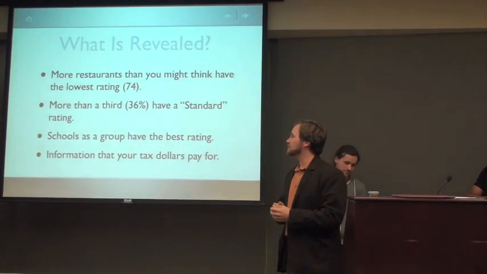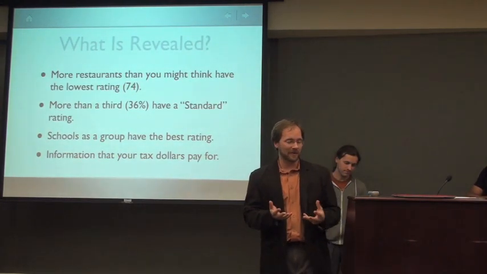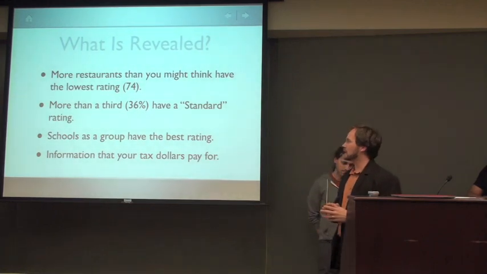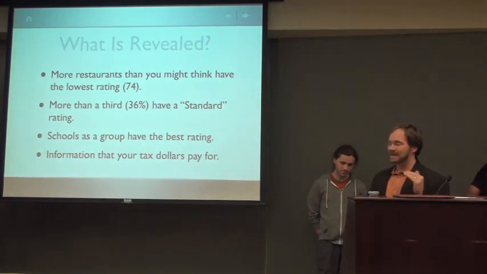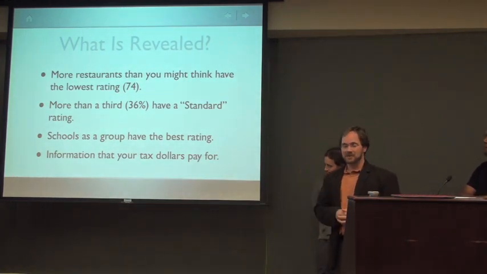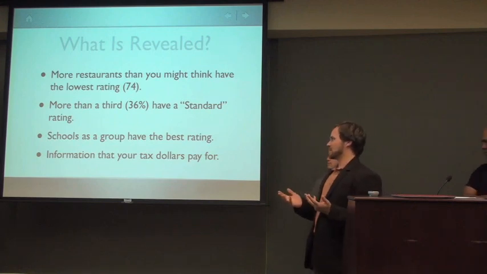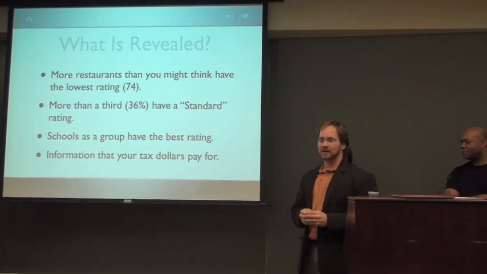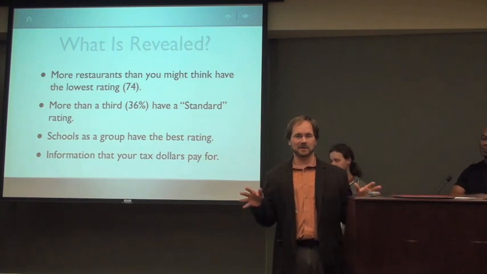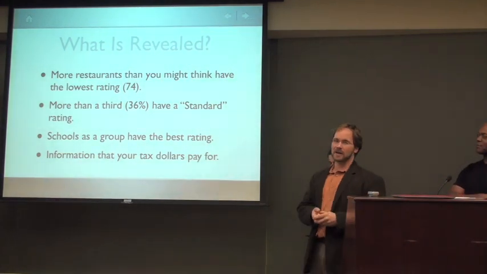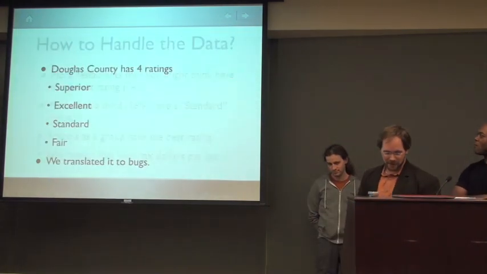Well, as it turns out, some of the ratings are really interesting. 74 of them had the lowest rating. More than a third had the second lowest rating. As was already mentioned, schools have the best rating as a group, which is interesting. The best thing about this information is that it exists, it's out there, you're paying for it with your tax dollars, and now you get to look at it.